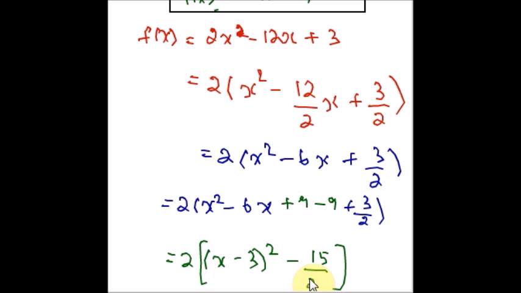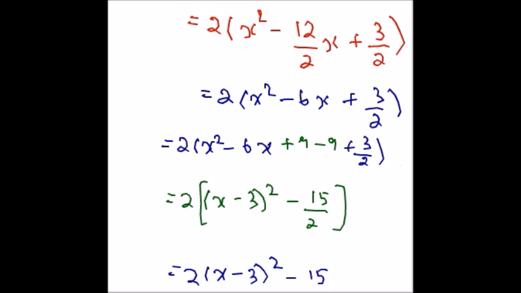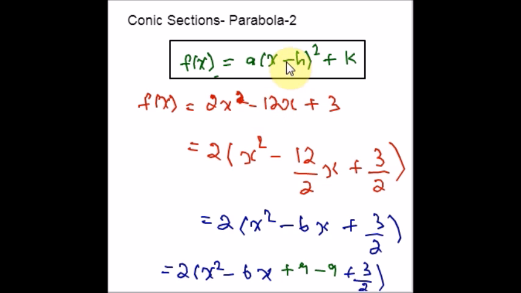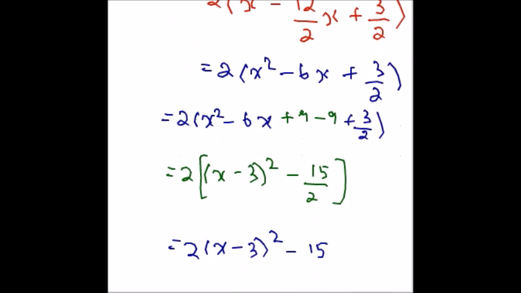And then multiply by 2, just distribution. Yes, we have completed the square. We have just transformed the equation given in this format to this by just completing the square step by step. The process is very simple.